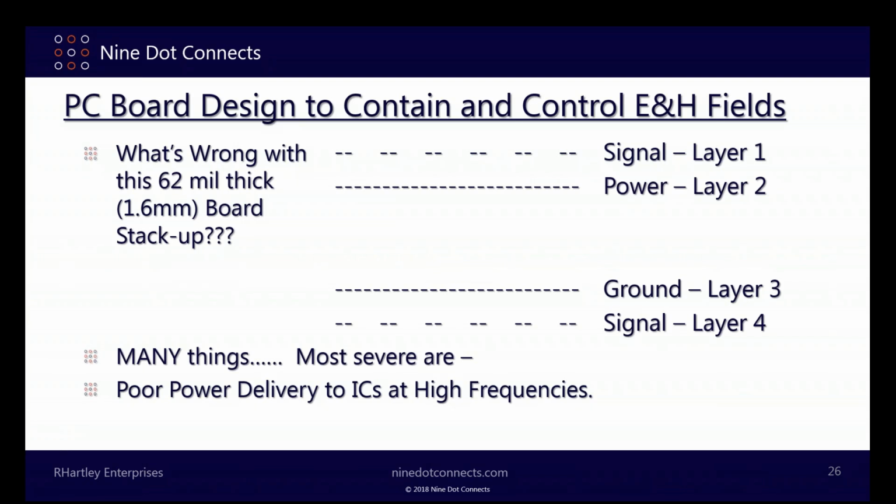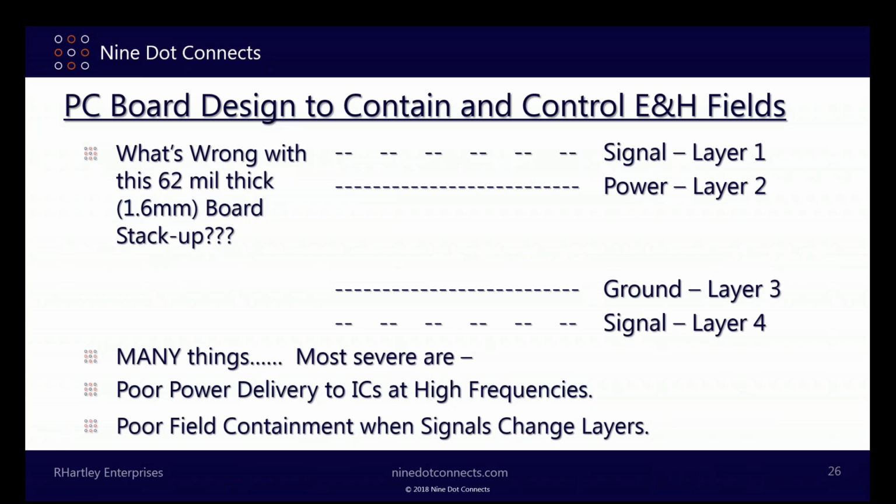And because of that wide spacing, you're going to have high inductance and high impedance of the power bus, which means the planes are going to do very little to almost nothing to help deliver power properly to ICs. Secondly, how do you change layers with this board?